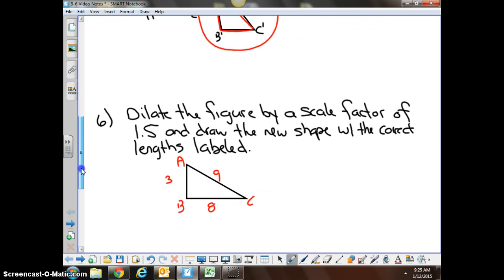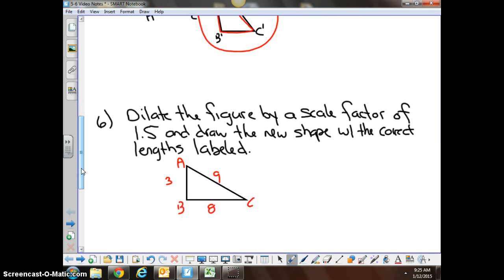Number 6 says dilate the figure by a scale factor of 1.5 and draw the new shape with the correct lengths labeled. So we have a triangle that has a side length of 3 for side AB, a side length of 8 for side BC, and a side length of 9 for the hypotenuse, or side AC. What we need to do is dilate this shape by a scale factor of 1.5. In other words, we need to take each side of our shape and multiply it by 1.5 to get the dimensions of our new dilated shape.